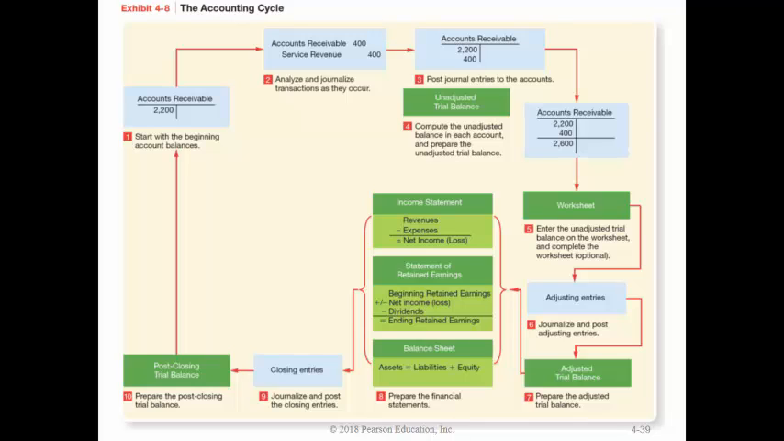Start with step 1 and move clockwise. Accounting takes place at 2 different times. During the period, steps 1 through 3, journalizing transactions and posting to the accounts. End of the period, steps 4 through 10, adjusting the accounts, preparing the financial statements, and closing the accounts.